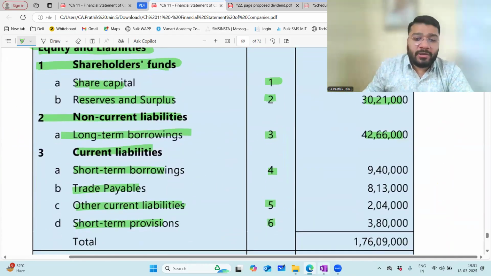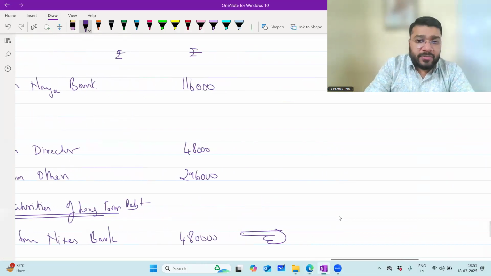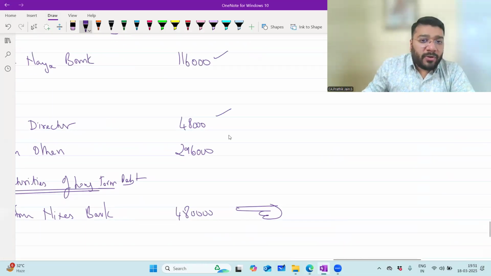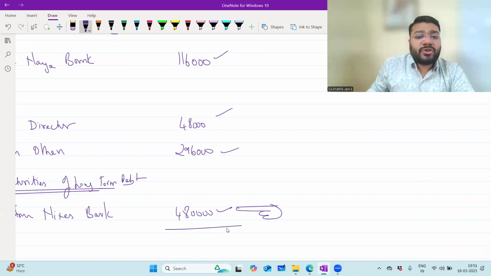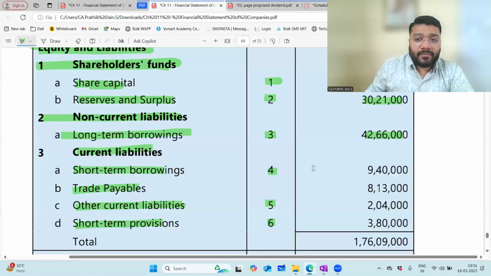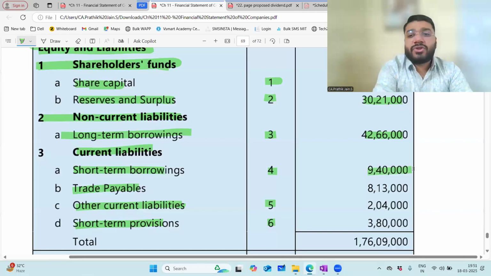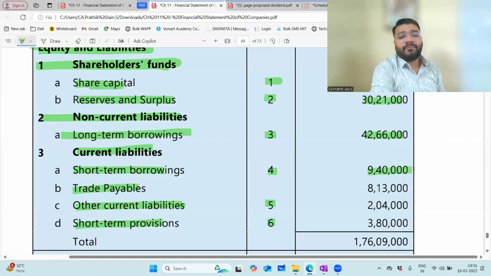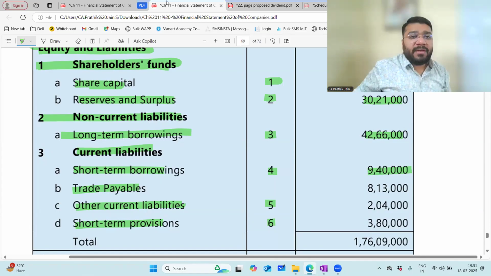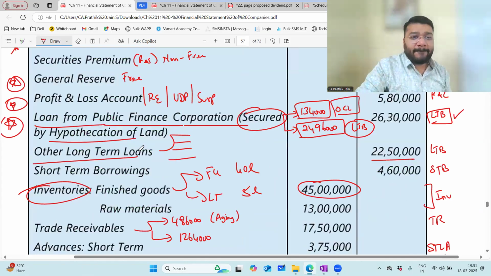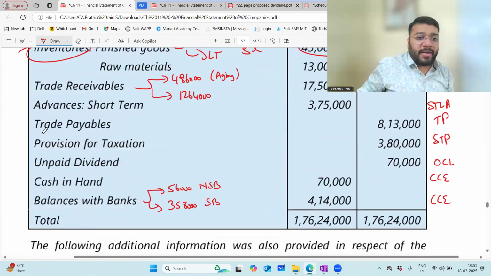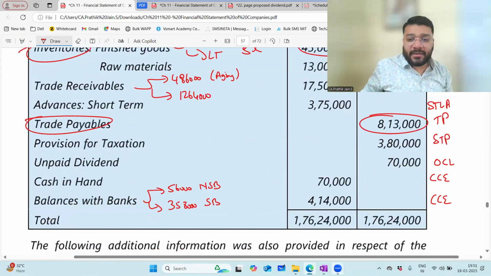Short-term borrowing is how much total? 9 lakh 40,000. That is 1 lakh 16,000 plus 48,000 plus 296 plus 48. Total how much? 9 lakh 40,000 short-term borrowing. Trade payable is directly given in the trial balance. Where is it? Trade payable directly given, 8 lakh 13,000.